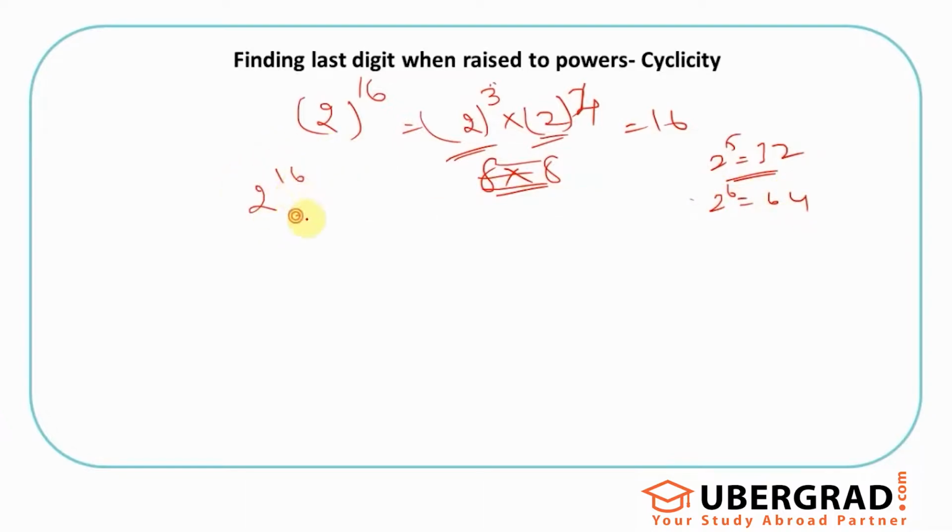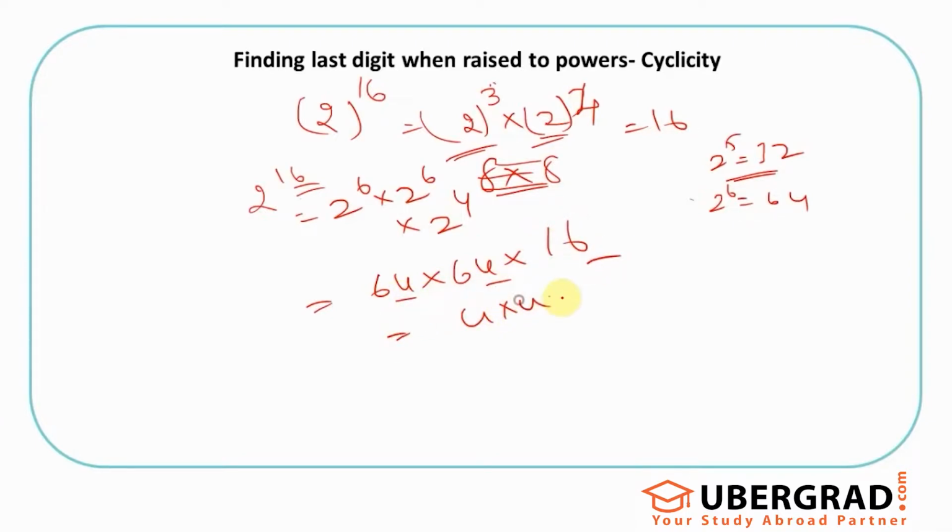So I can write 2 power 16 as 2 power 6 into 2 power 6 into 2 power 4, since 6 plus 6 is 12 plus 4 is 16. I know 2 power 6 is 64, and 2 power 6 is 64, and 2 power 4 is 16. Fundamentally, looking at the last digits: 4 into 4 into 6. 4 times 4 is 16, into 6 is 96. So the unit digit is 6. Yes, it's taking time. What if the question is asking you what's the last digit of a much larger power?